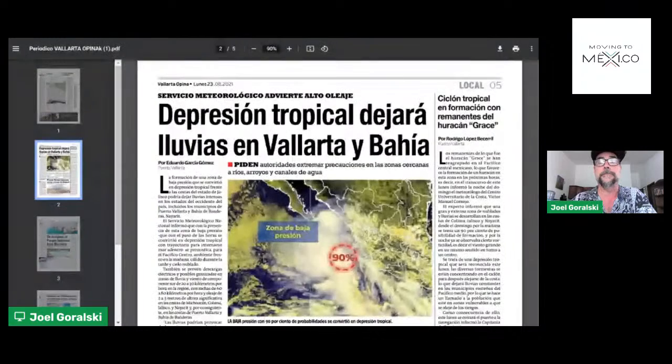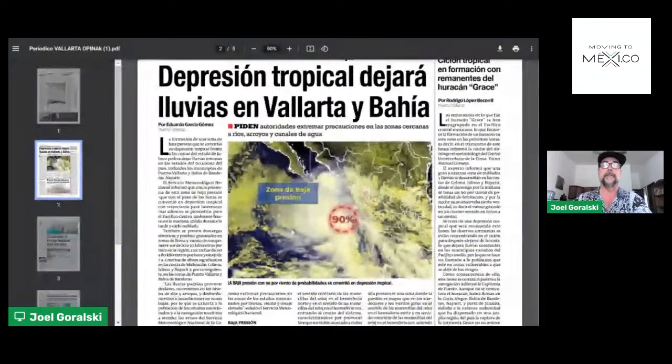So let's go to page 2. And again, let's look at this, everybody. "Depresión tropical dejará lluvias en Vallarta y Bahía." Okay, so we know for sure we can pick up 2 words immediately, right? A tropical depression. So we were talking about this a couple days ago, or the news was, because there was a big storm off the coast. So we had a tropical depression, which was leaving, and that's from the verb dejar, and that's okay.